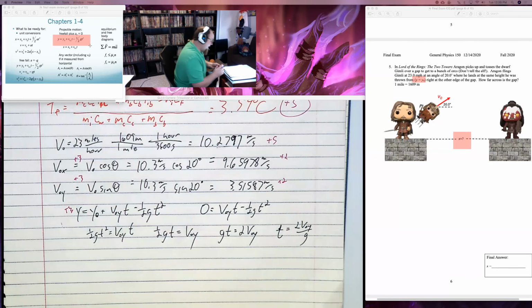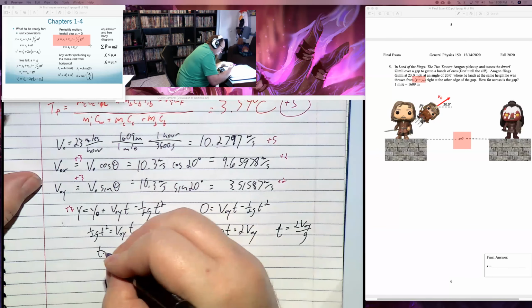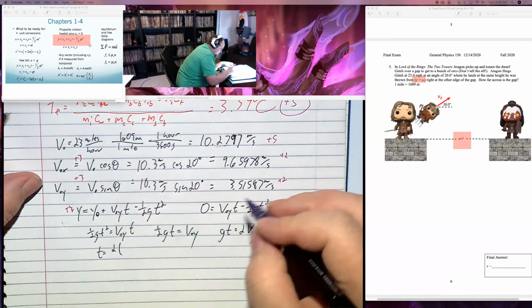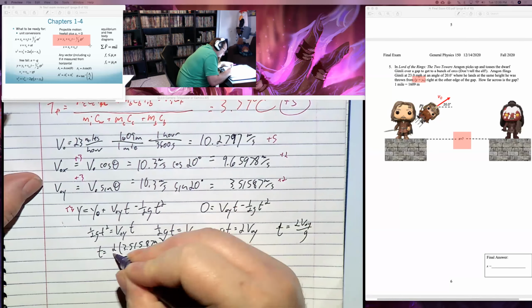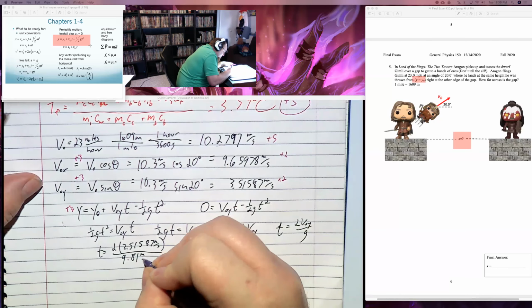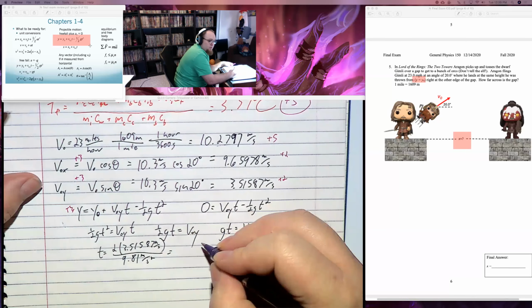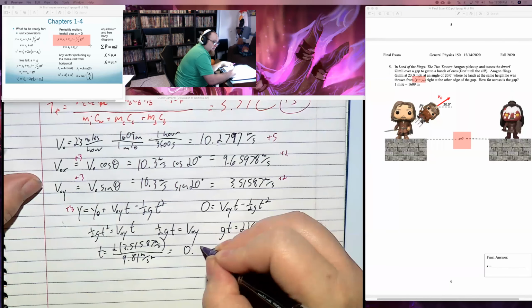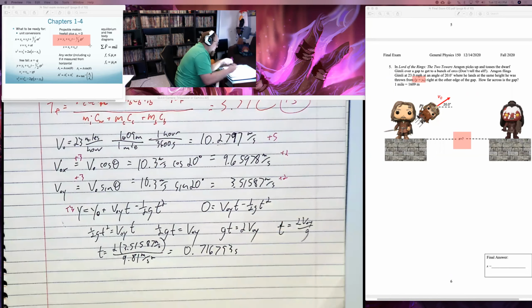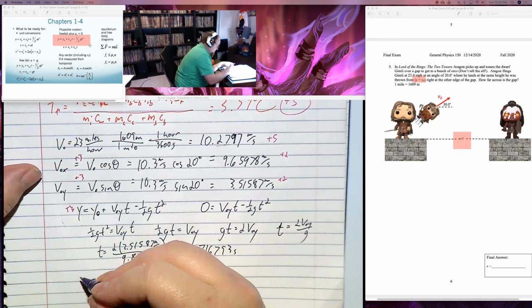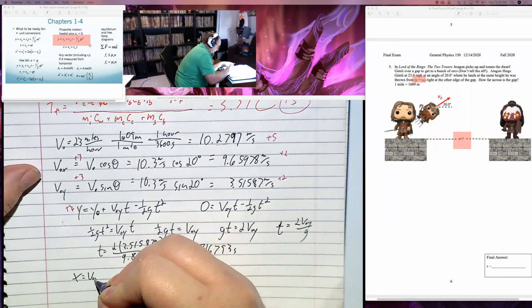See, now that I know that equation for t, I can solve for it. 2 times 3.51587 over g equals 0.716793. And I'll just plug that into my x equation. x equals v naught x t.